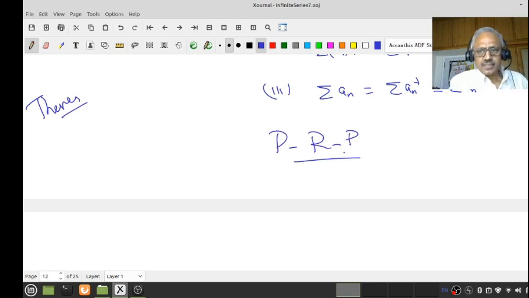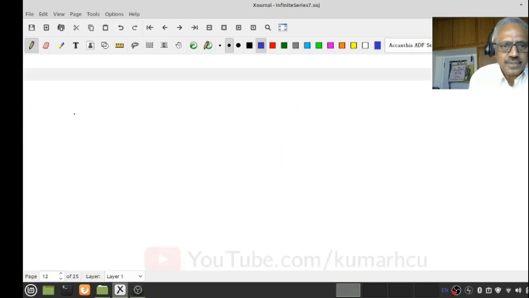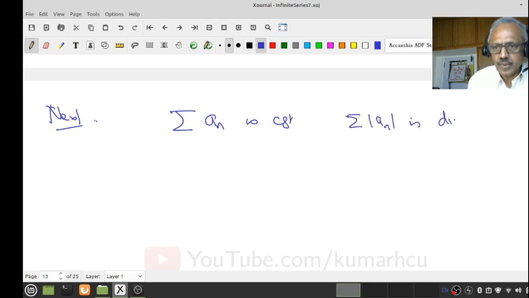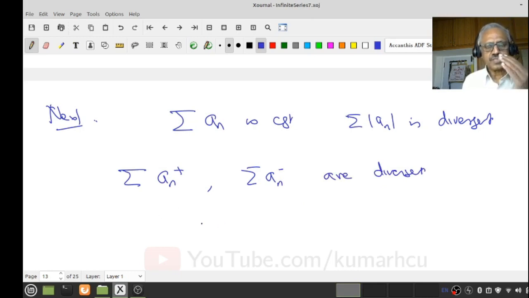But as I said, we are trying to deal with conditionally convergent series, but what this theorem dealt with was absolutely convergent, right? So what do I want to do? The next result: let's assume summation an is convergent and summation mod an is divergent. Then I want to say this is a series of positive terms, non-negative terms.